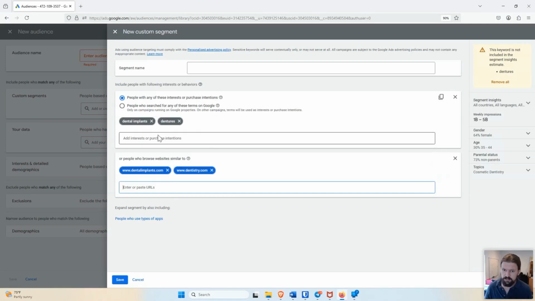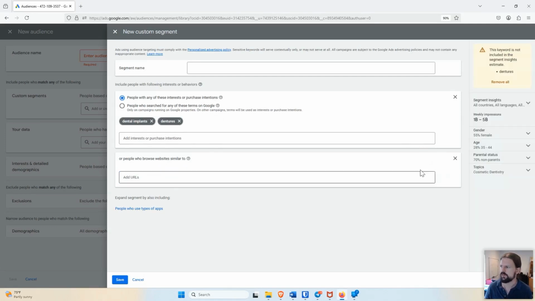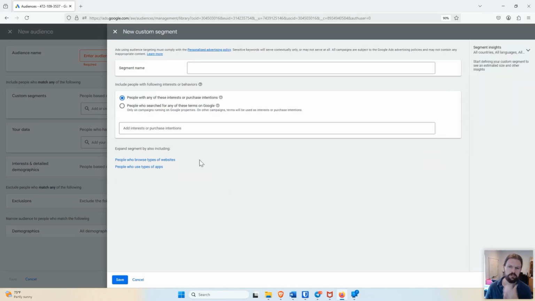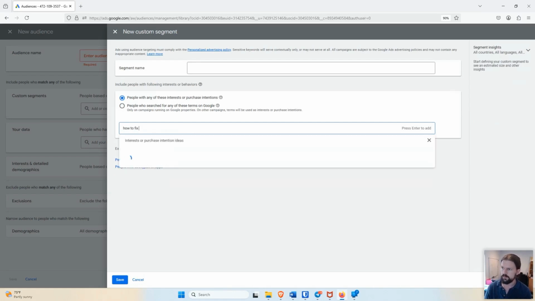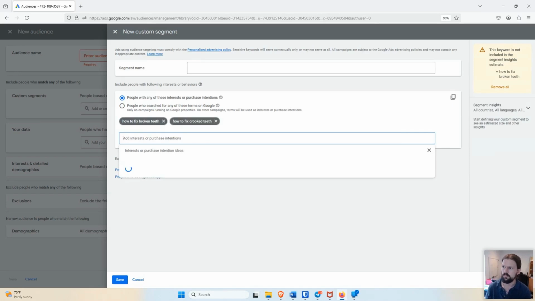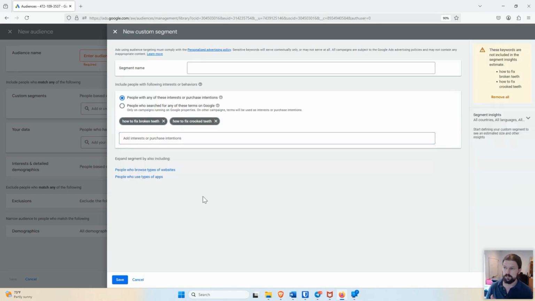Now, I'm thinking of this in terms of solution aware. But if you want to do this in a problem aware way, so you're targeting people that don't know about dental implants, or they don't know about the thing that you offer, they just understand that they have a problem and they want to fix that problem. So here you say, like, how to fix broken teeth, how to fix crooked teeth, etc. So that's going to get the problem aware people.